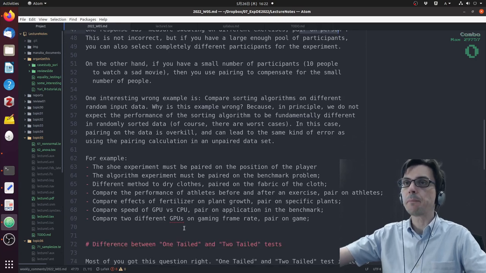So some good examples from the answers. The shoe experiment must be paired on the position of the player. This was from the class, right? And the algorithm experiment must be paired on the benchmark problem.